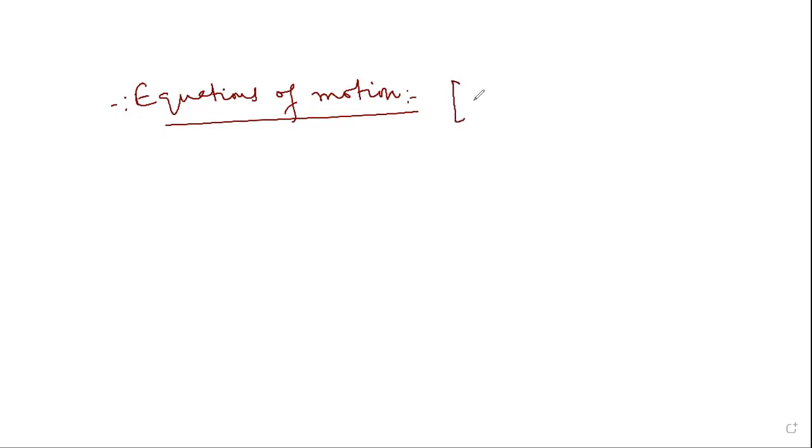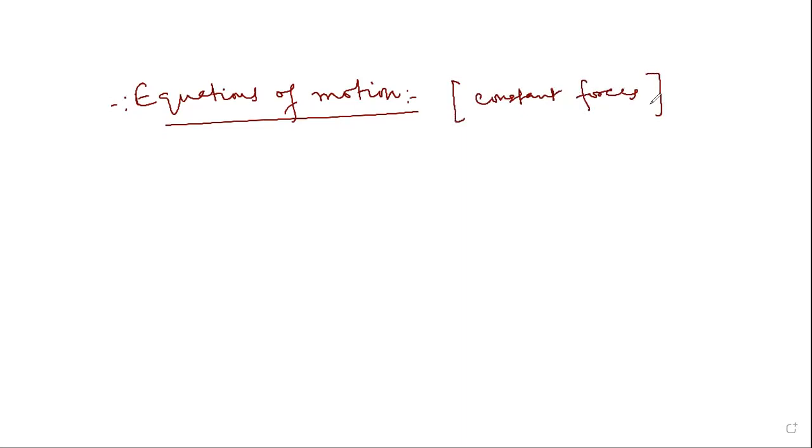Today we will be discussing equations of motion. Now, we will first discuss the case of constant forces. Then we will discuss non-constant forces as well.